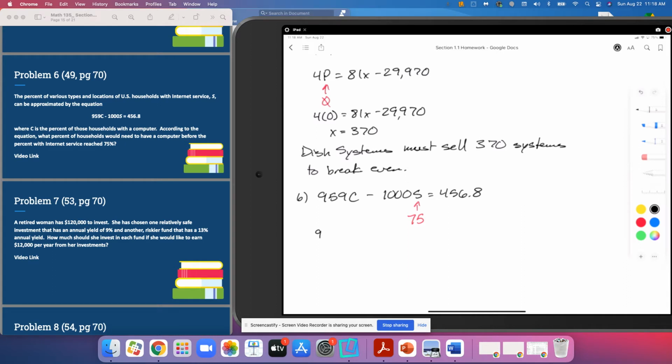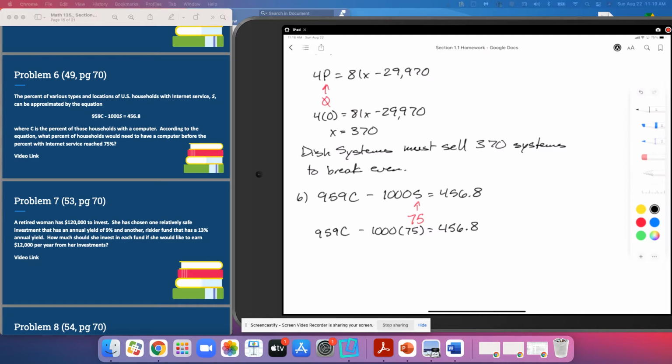So we will have 959C minus 1,000 times 75 is equal to 456.8. And so we are going to bring Wolfram in to help us with this one, folks.